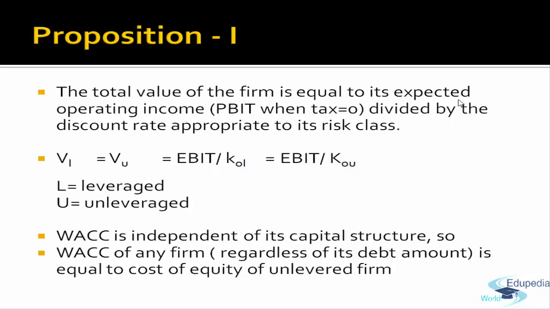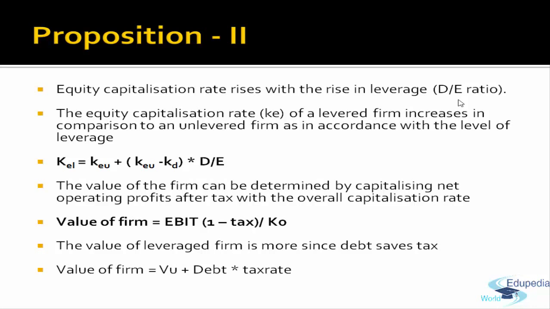And the value of a firm can be computed by capitalizing its earnings with the average cost of capital. Now, Proposition 2. Proposition 2 relates to the return on equity in companies where the capital structure includes some debt. The approach is that the expectation of equity shareholders rises with an increase in leverage. So there is a linear relationship between the cost of equity and leverage. If the company increases its leverage, or you can say debt equity ratio, the expectation of shareholders of a leveraged firm also increases.